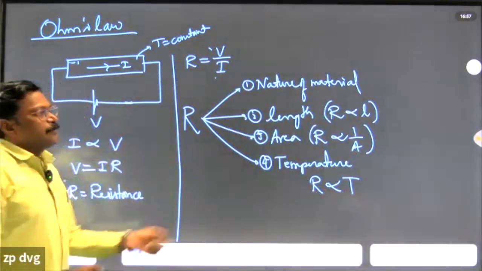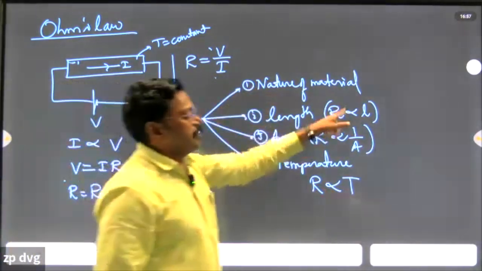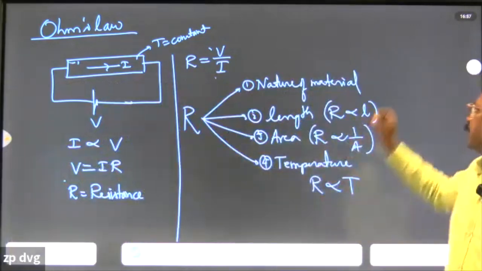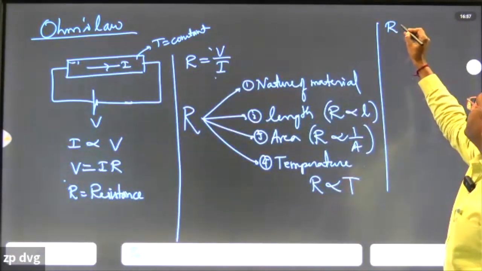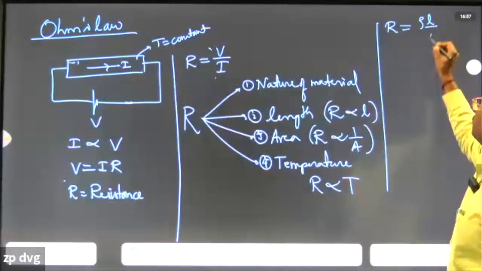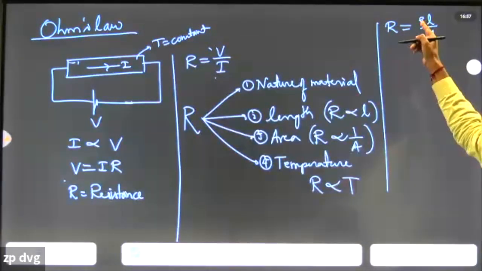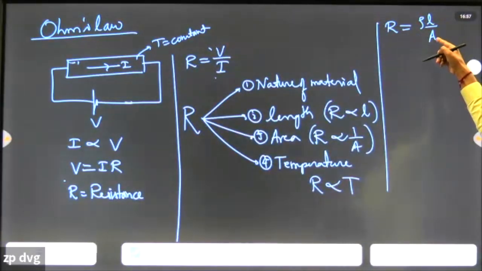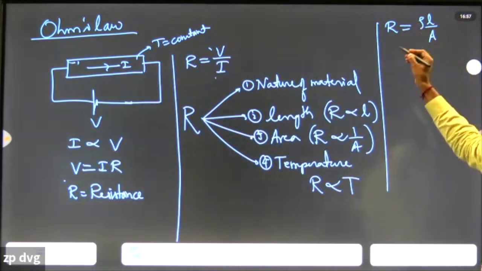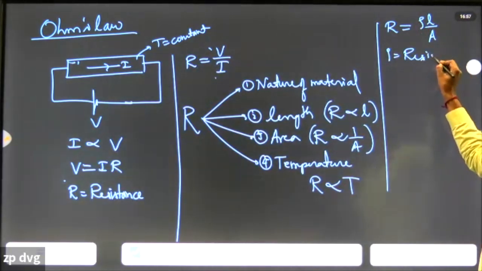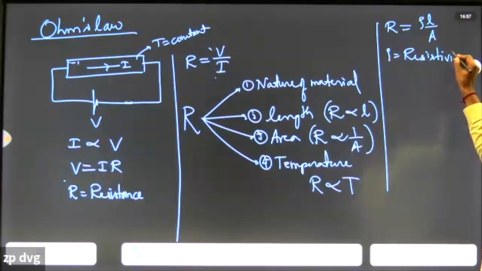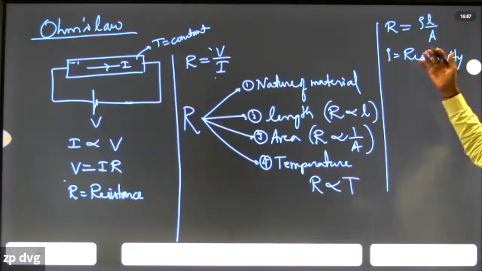Now based on this dependency on dimension, we can write an equation for resistance like this. Resistance R is equal to rho L by A, where L is the length of the conductor, A is the area of cross section, and rho is called the resistivity. It is also called specific resistance.